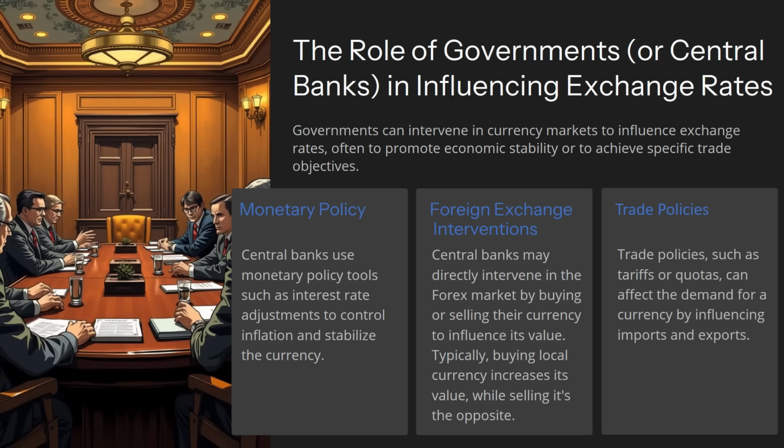Governments and central banks don't just sit on the sidelines. Although there are differences in degree and method from country to country, they actively influence exchange rates through monetary policy and direct intervention. Whether they're adjusting interest rates or engaging in foreign exchange operations, their actions ripple through the global markets and shape trade flows.